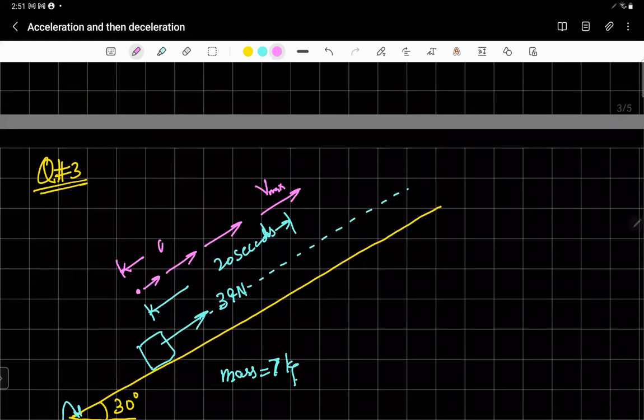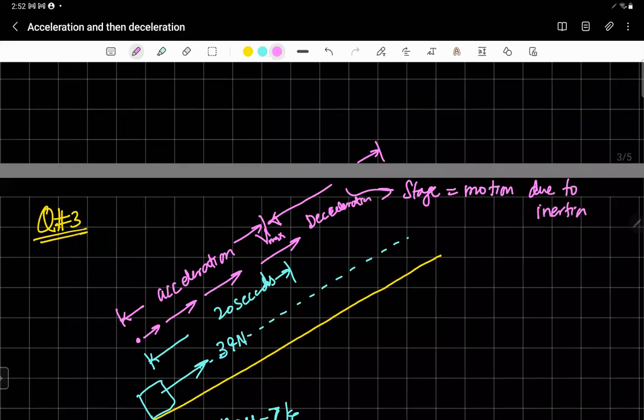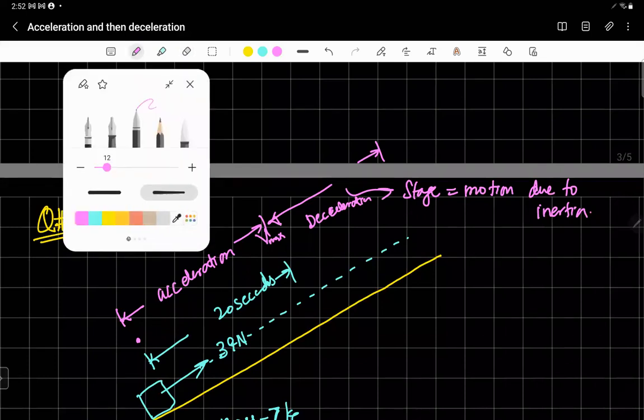Okay, so this is acceleration. And now we have deceleration. We also call this motion as motion due to inertia. Stage 2 is called motion due to inertia. So the speed will increase, and then it will decrease.